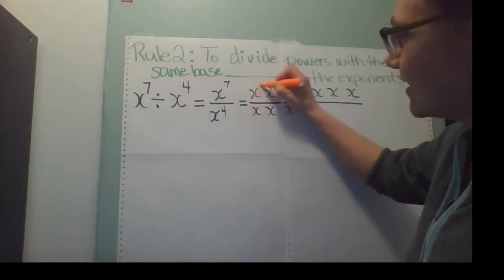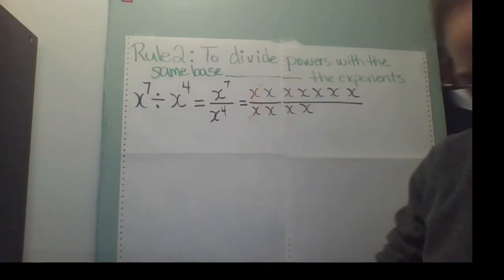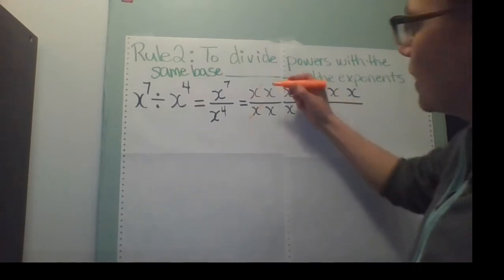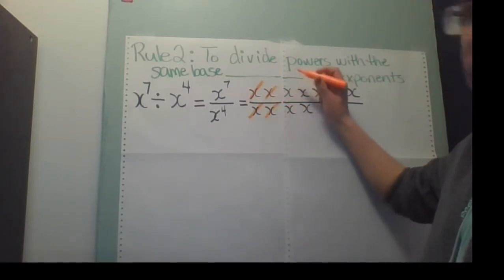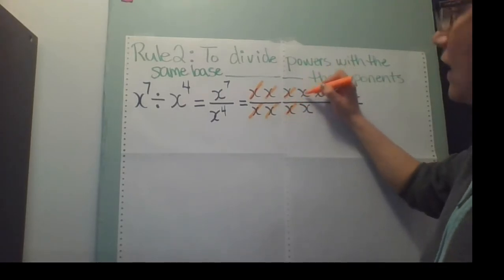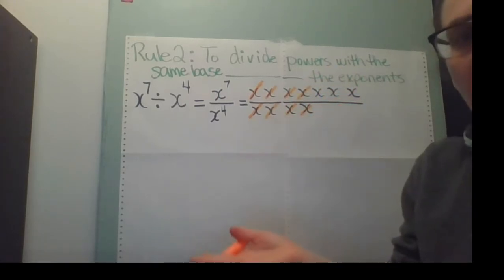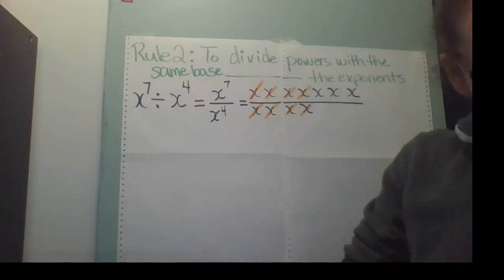Okay. So this one cancels with that one. Oops, you can't see. Try that again. This one cancels with that one. This one cancels with that one. This one cancels with that one. And this one cancels with that one. And I'm all out of ones to cancel. So how many do I have left?